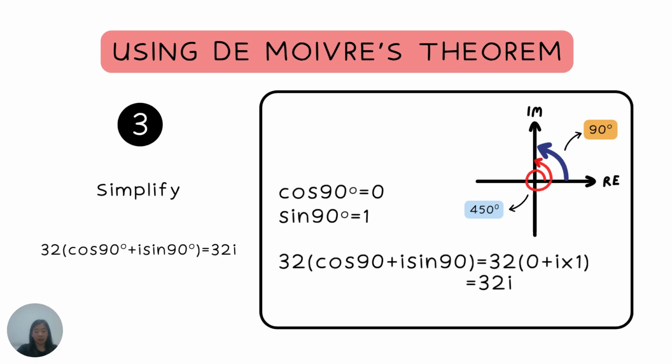No long-form multiplication, no binomial expansion, just a few simple steps of rotation and scaling.